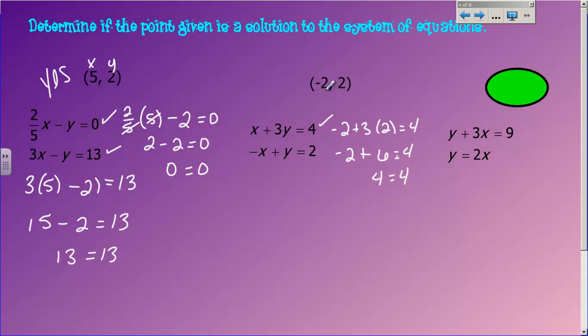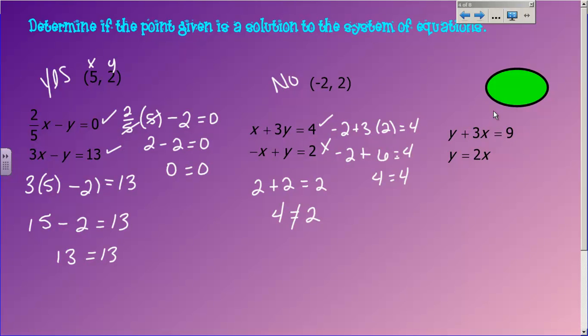Let's plug this in. X is negative 2, but my x is already negative, which means I have to do negative, negative 2, which makes this positive 2. And then y is positive 2, and it should equal 2. Well, 2 plus 2 is 4, and last time I checked, 4 does not equal 2. Since it doesn't work for this one, then this is not a solution.